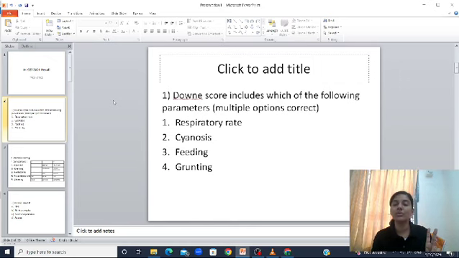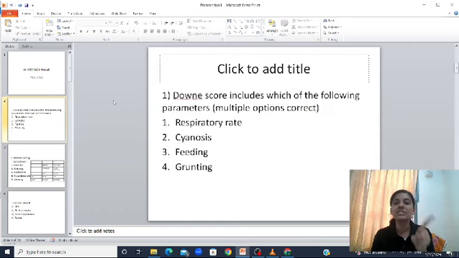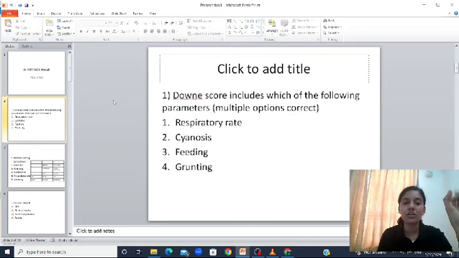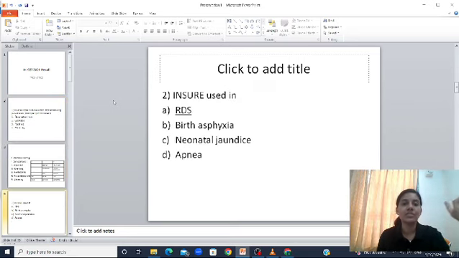From newborn, we have got two questions. The first question: your Downey score includes which of the following parameters? Multiple options are correct here. The Downey score parameters are cyanosis, grunting, retractions, respiratory rate, and air entry. So the options that can be included are respiratory rate, cyanosis, and grunting, and feeding is not included. These are your answers.